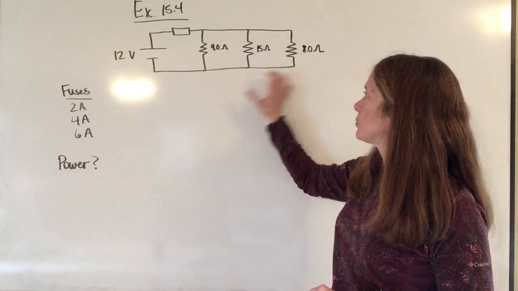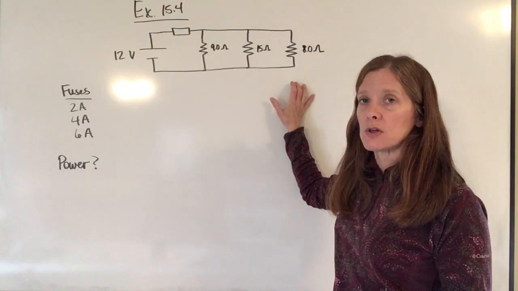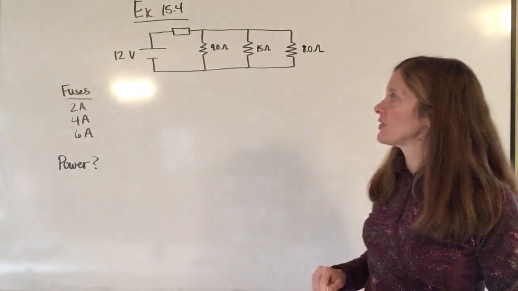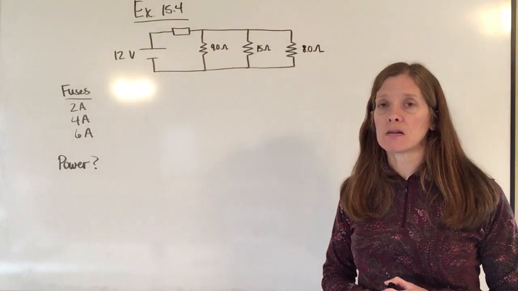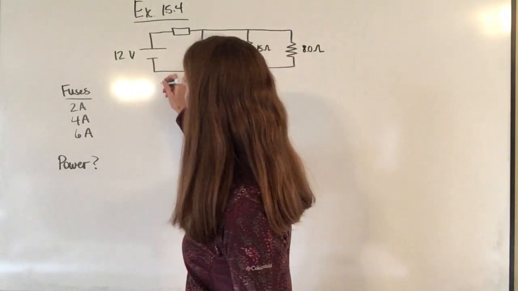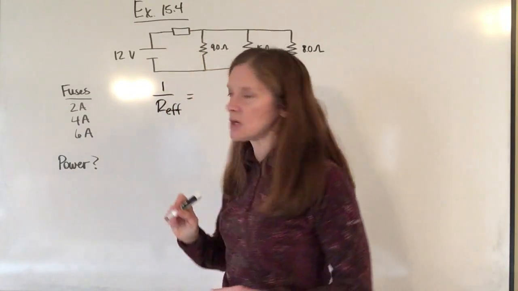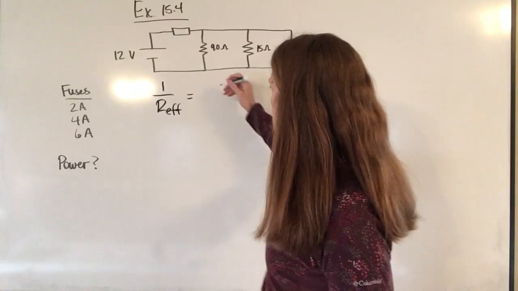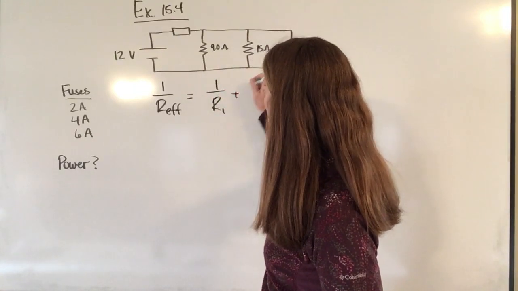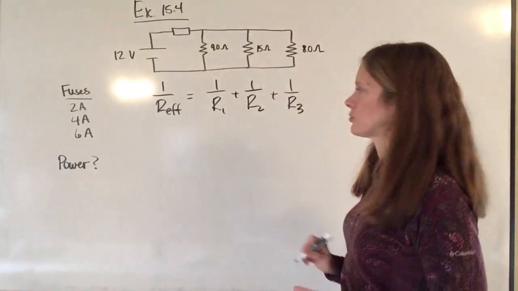You can see that the 3 resistances are wired in parallel to one another, and so the current obviously has a choice which one it's going to go through. The first thing that I'm going to need to do here is calculate the effective resistance for the entire circuit. And since they are wired in parallel, I'm going to use the effective resistance with the reciprocals in it. So it's going to be 1 over the effective resistance equals 1 over resistance 1 plus 1 over resistance 2 plus 1 over resistance 3.